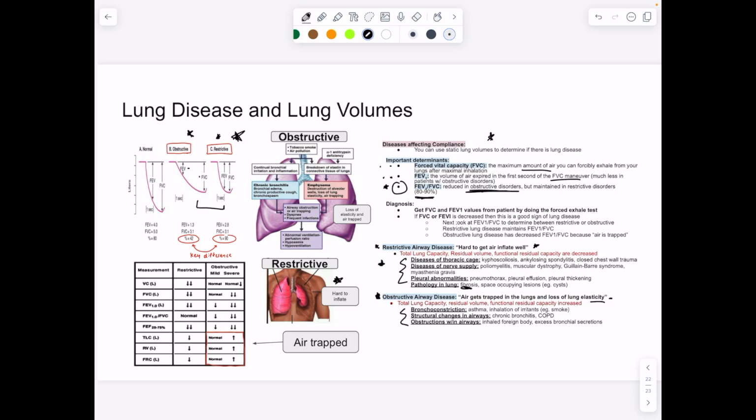All right, and that brings us to a couple of other factors. So total lung capacity, residual lung volume, and then functional residual capacity for obstructive diseases are going to actually be elevated compared to normal. And why is that? Because air gets trapped in the lungs in obstructive airway diseases, and for restrictive airway diseases where it's harder to inflate the lung well, these values are going to be decreased.